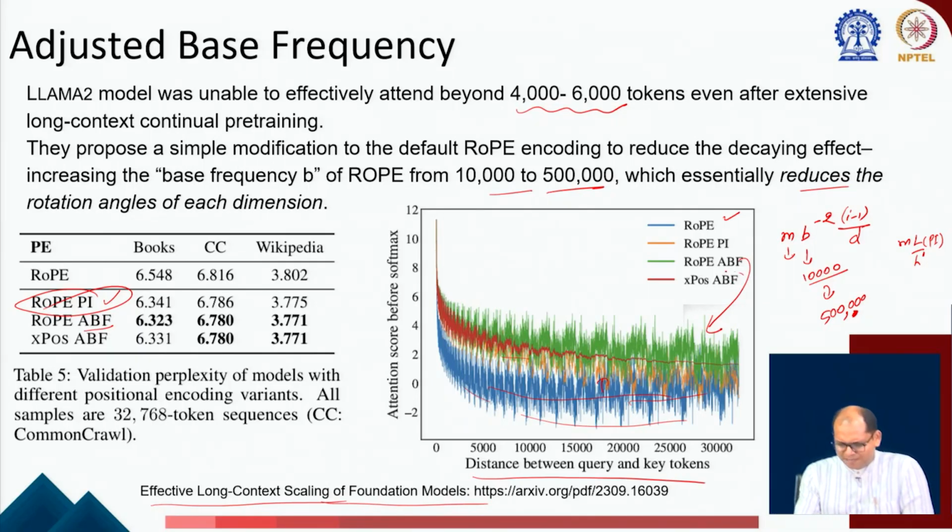Now they also compared another method that we are not covering, the XPOS method, but RoPE ABF seemed to be the best. They also saw the validation perplexity if you train with this RoPE ABF method. It was better than both RoPE and RoPE PI, for all three datasets that they considered. So this is another method you can use: you can either change the effective angle directly through m, or you can change the base frequency. There are two ways people have tried: PI changing the effective m, and ABF changing this b.